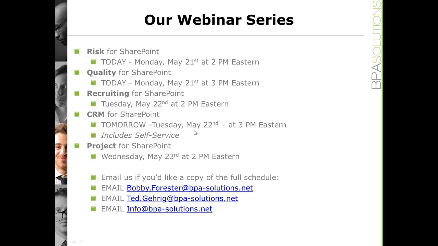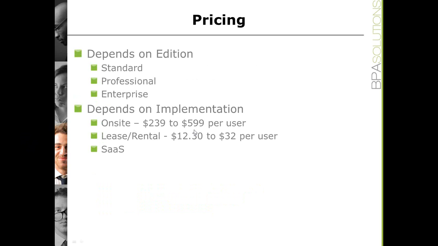With this already in our question area, we've been asked, how much does this cost? Well, number one, it depends on what edition you would like. We have a standard, professional, and an enterprise edition of all of our products, so you don't have to pay for what you don't need. It increases in functionality, obviously, from standard to enterprise. It also depends on how you would like to implement the software. On-site is on the low end, $239 to $599 per user.